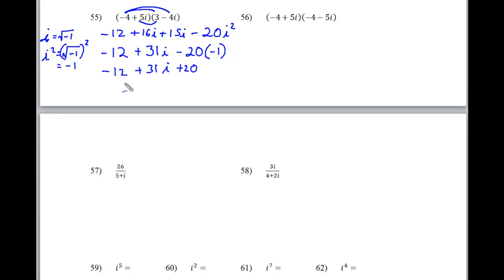We're going to move this to the front because the format is a plus bi, so we need the 20 over here. Negative 12 and 20 make a total of 8, because 20 minus 12 is 8, plus 31i. So this is a plus bi format. So anytime you see i squared, it turns into negative 1. And now we have the key to problems 57 and 58.